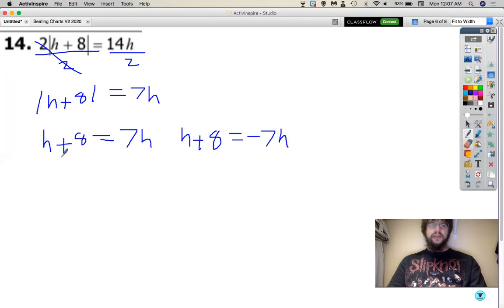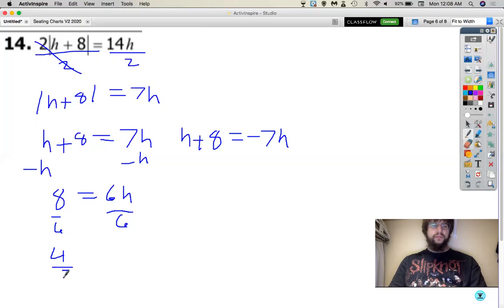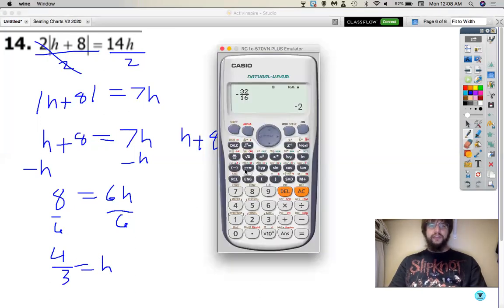So now I'm going to solve. I need to get h by itself. I'm solving for h. So the easiest way for me to do that is subtract h from both sides. I get 8 equals 6h. And you could have got this 7h to the other side and the 8 to the other side. Doesn't matter. You'll just have negative and negative here. But now I need to solve for h, so I divide by 6. I get 8 over 6, which simplifies to 4/3. If you don't know how to simplify a fraction, use your calculator. 8 over 6 is 4/3. And this SD button is very handy if you ever need to put it as a decimal.